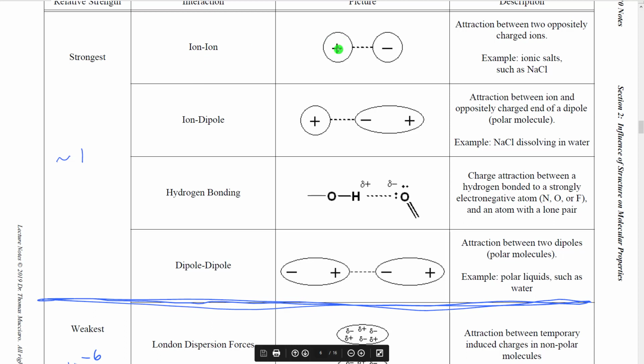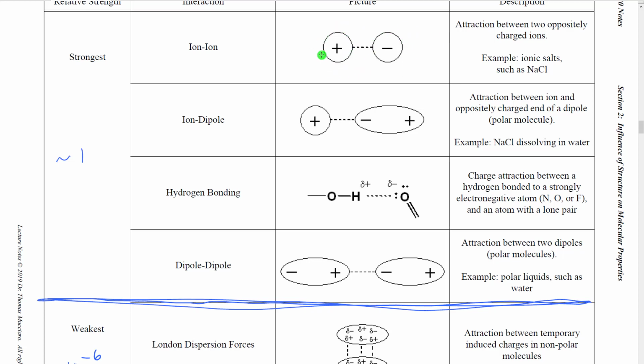If we're talking about a particle with a charge attracting a particle with an opposite charge, and those particles are completely charged themselves, they would be ions. So ions are particles that have one or more complete positive or complete negative charges. That makes those charges very large, and the strength of the attraction depends on the size of the charge, so the ion-to-ion attraction is the strongest intermolecular attraction that there is.